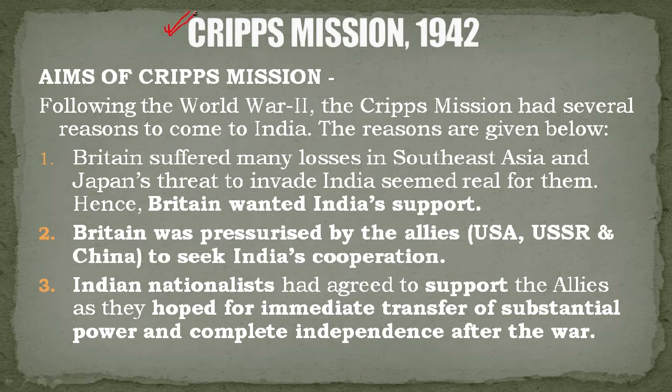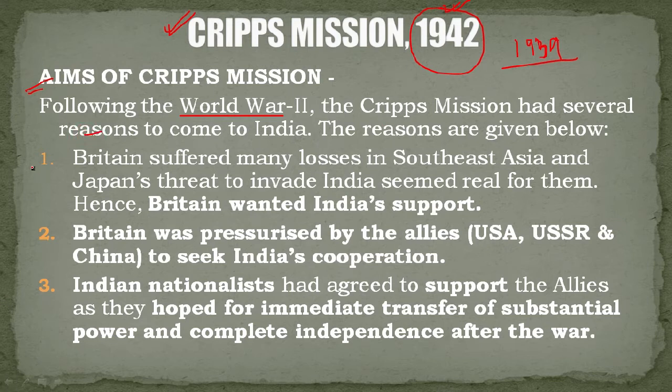Students, a mission was constituted under Sir Stafford Cripps in 1942, and this is what we are going to examine from a 360-degree approach. Okay, now we see what were the aims of Cripps Mission coming to India. Cripps Mission came to India in 1942, and let us go through the aims. We see that following the World War II, which had started in 1939, in class 9th you have also studied the factor for triggering of the Second World War, and we see the Cripps Mission had several reasons to come to India.